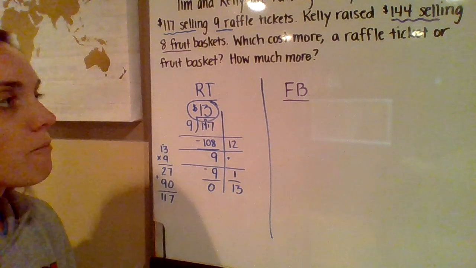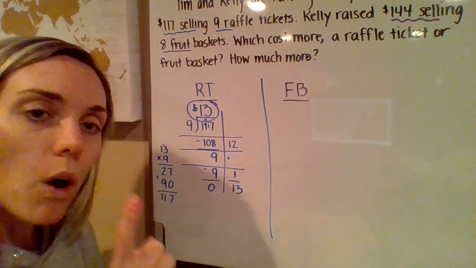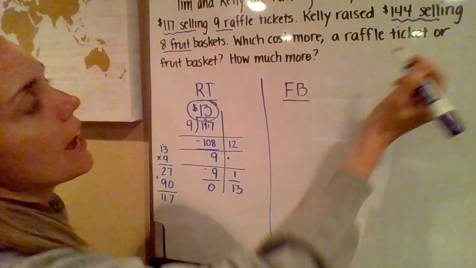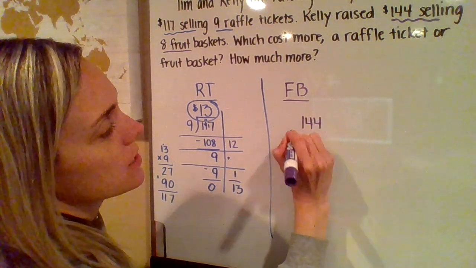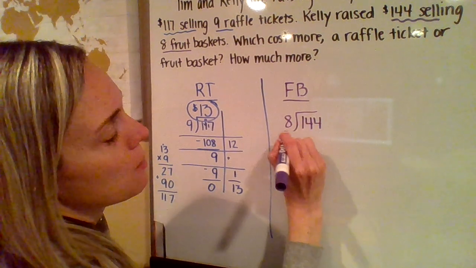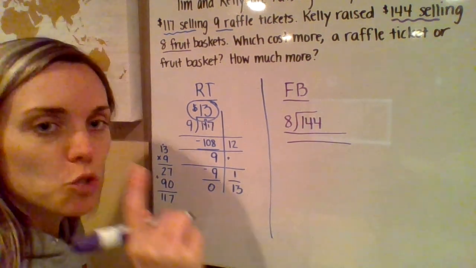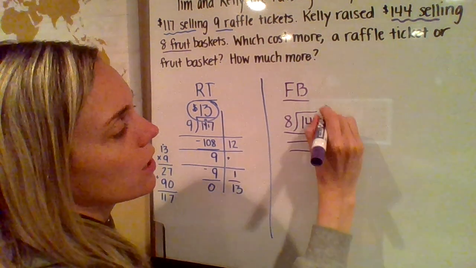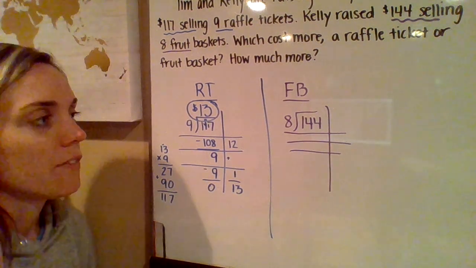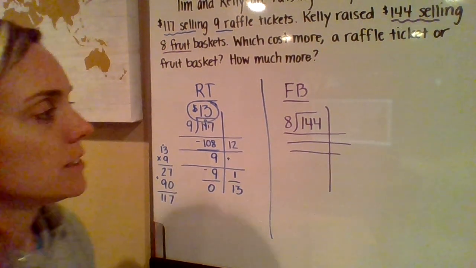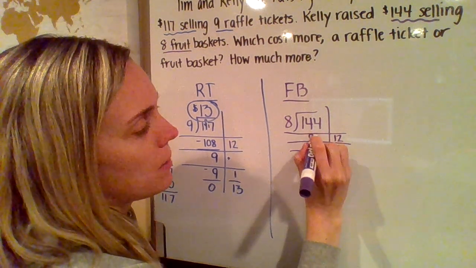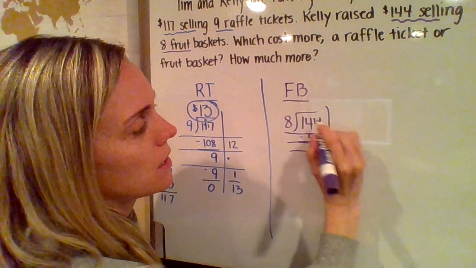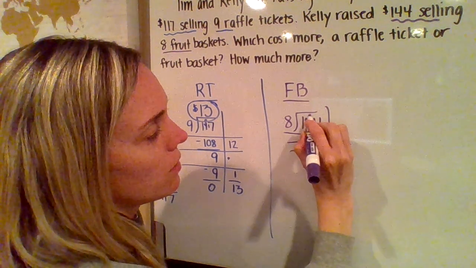Okay. Now I have to figure out how much does 1 fruit basket cost. Well, I know she raised $144 selling 8 fruit baskets. So if I divide that by 8, that will tell me how much is 1 fruit basket. So I know 8 times 12 is 96. And that's as high as I can go. So I'm going to do that. Minus 96. So I have to borrow.